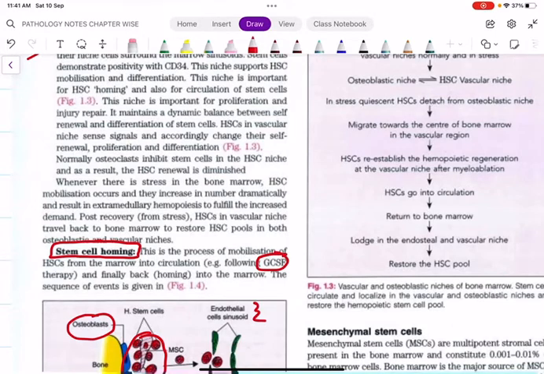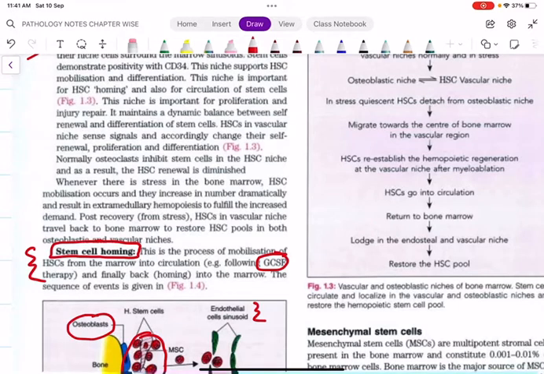We will see what the factors are which regulate hematopoiesis, and this is GCSF. When I am injecting GCSF artificially, the bone marrow will start producing new cells, and there is the process of mobilization of these hematopoietic stem cells from the marrow into the circulation and finally going back into the marrow. This whole process is what we call stem cell homing. This is following GCSF therapy.